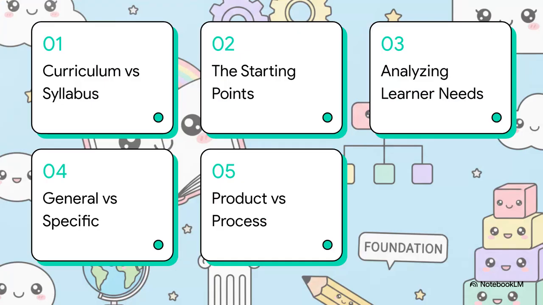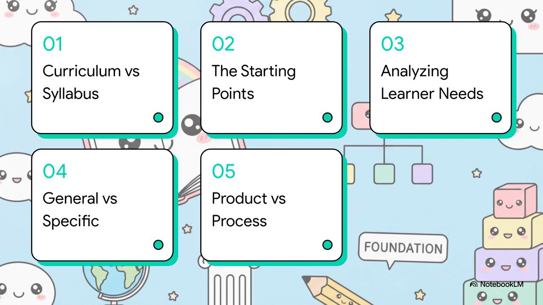So here's our agenda for today's explainer. Number 1, curriculum versus syllabus. Number 2, the starting points. 3, analyzing learner needs. 4, general versus specific English. And finally, number 5, product versus process. We're going to map out this entire journey using that architect metaphor. So we'll start with the massive big picture of the whole property, that's the curriculum, and then we'll narrow all the way down to the specific building materials, which are the actual products and processes of the syllabus.